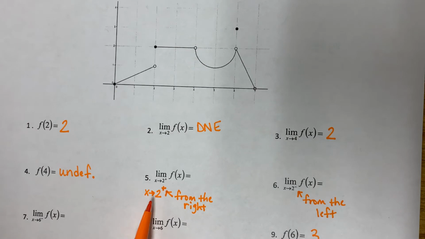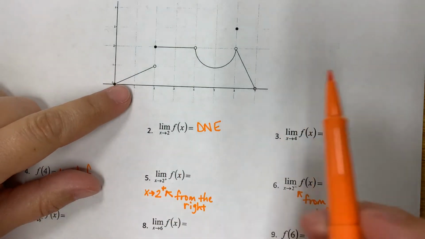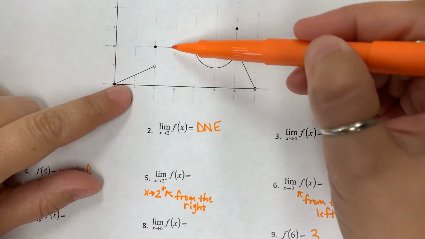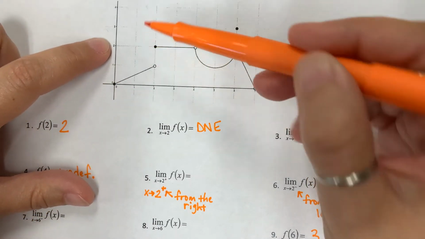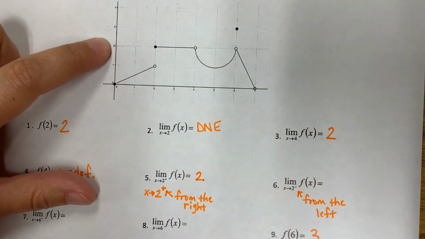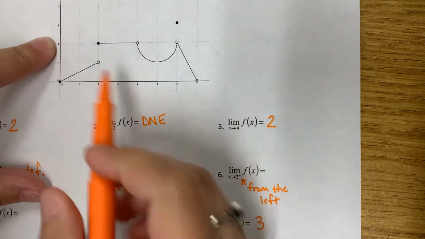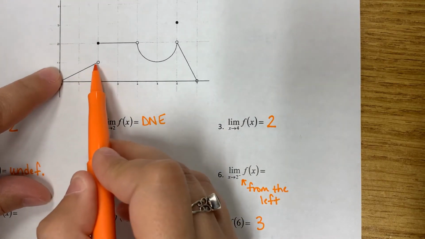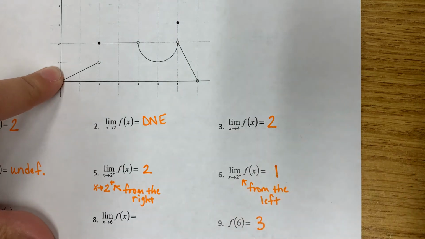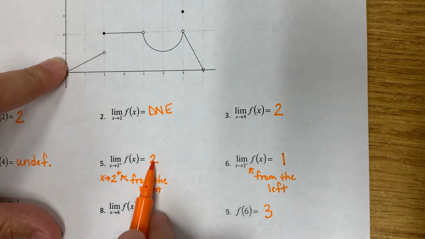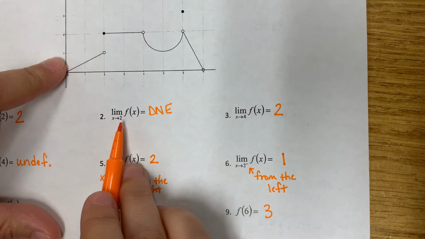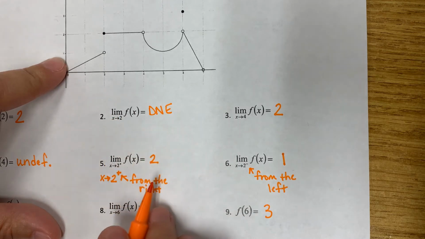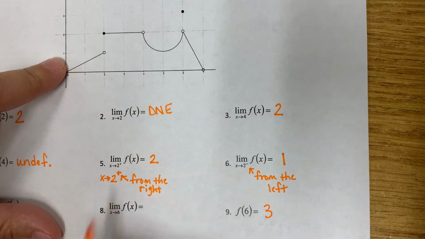So this one is asking about 2, the limit as x approaches 2 from the right side. So from over here, I'm going to check it. That looks like it's going to be the same as the function value, which was 2. But if I'm coming from the left, like on number 6, this one looks like it's going to 1. So from the left, it looks like it's 1. Because these two don't match, the limit just as x approaches 2 does not exist, because from the left and from the right, it doesn't match.